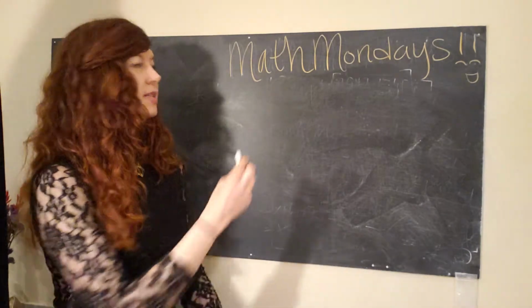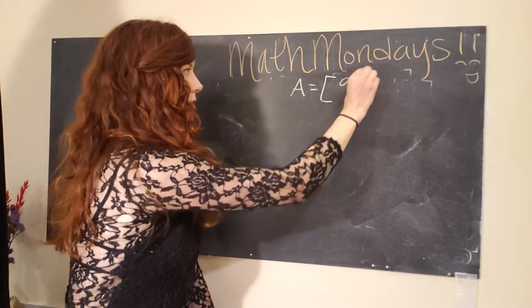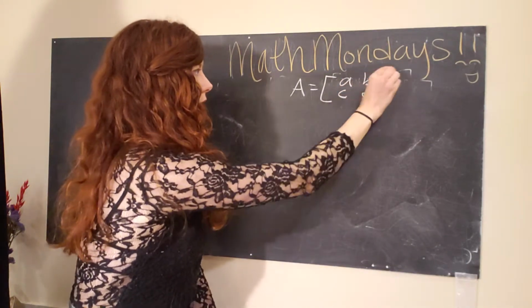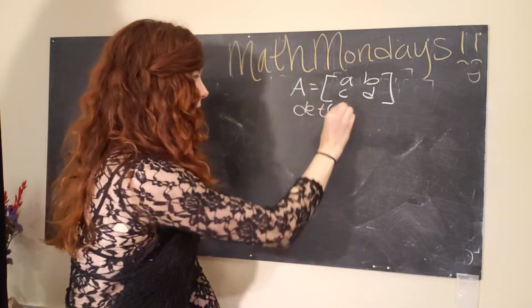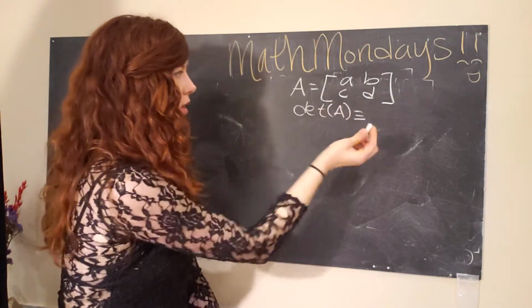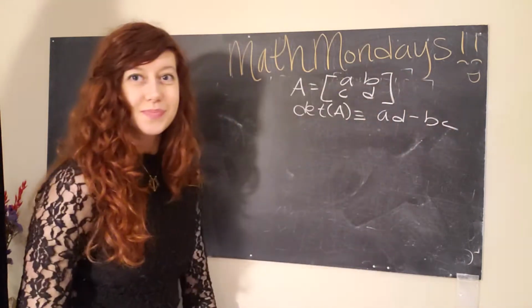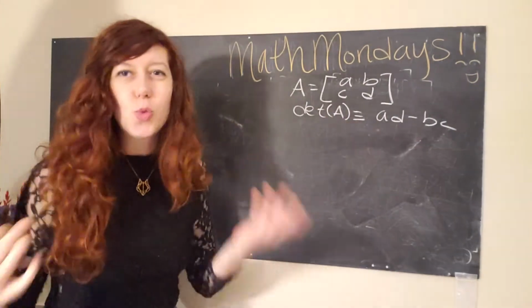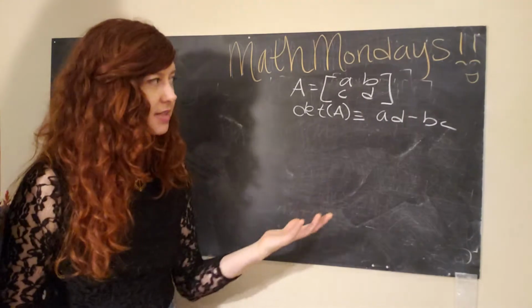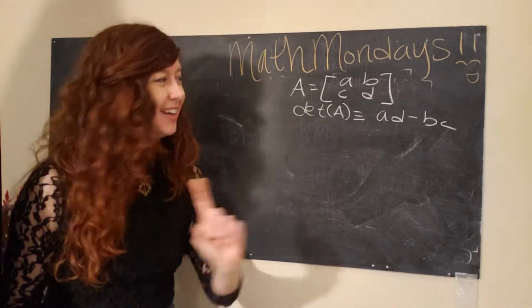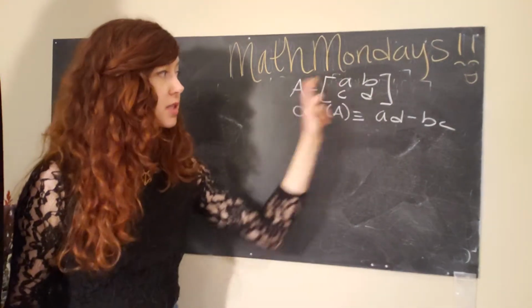Here we go. So let's say we have a matrix A comprised of elements A, B, C, and D. So this is a 2x2 matrix. Then the determinant of A is defined to be AD minus BC. Cool. So why do we care about this? This seems like a random equation when you first glance at it, but it's not. This equation gives us a lot of information about what A looks like.